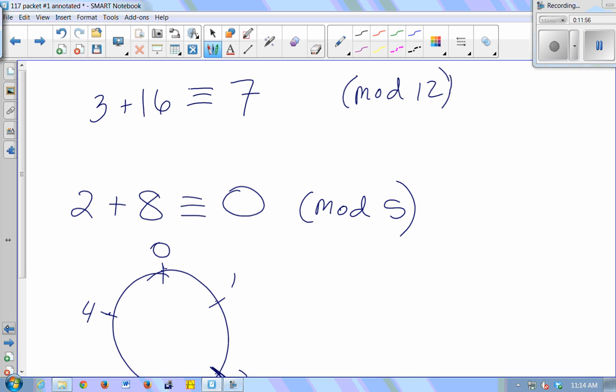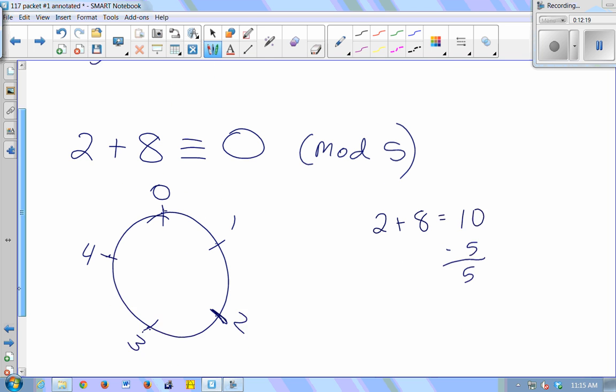So if I did 2 plus 8, I would get 10. But my answer can only be 0 through 4 if I mod 5. So it's too big, so I'm going to subtract the modulus, and I get 5. Still too big. I have to be 0 through 4, so I subtract 5 again, and I get 0.